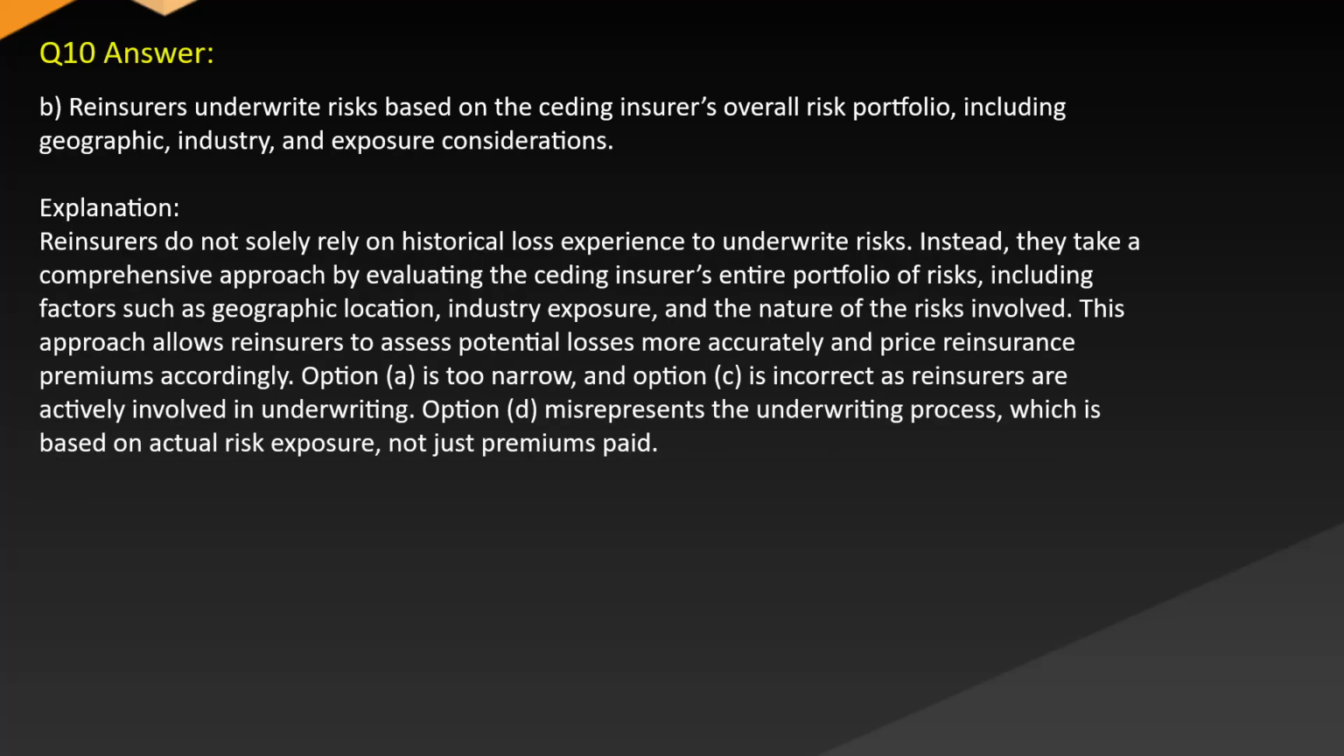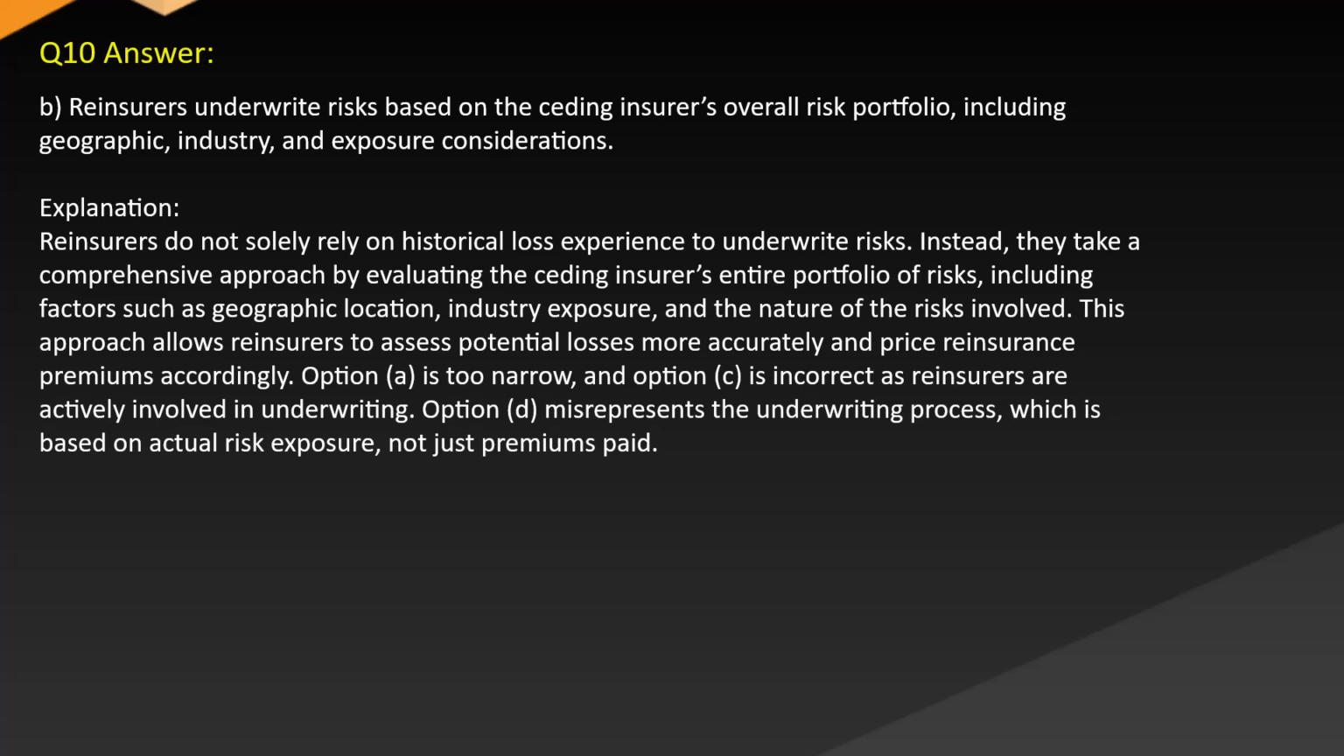Answer. B. Reinsurers underwrite risks based on the ceding insurer's overall risk portfolio, including geographic, industry, and exposure considerations. Explanation. Reinsurers do not solely rely on historical loss experience to underwrite risks. Instead, they take a comprehensive approach by evaluating the ceding insurer's entire portfolio of risks, including factors such as geographic location, industry exposure, and the nature of risks involved. This approach allows reinsurers to assess potential losses more accurately and price reinsurance premiums accordingly.